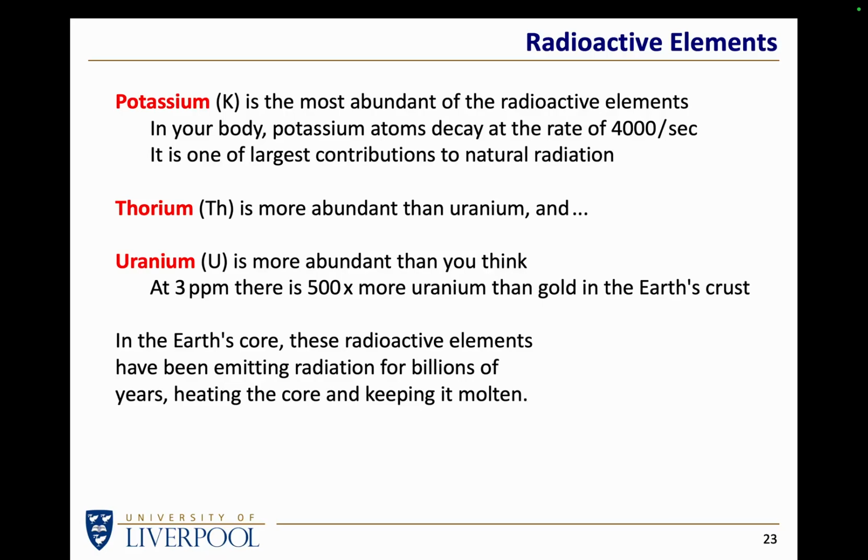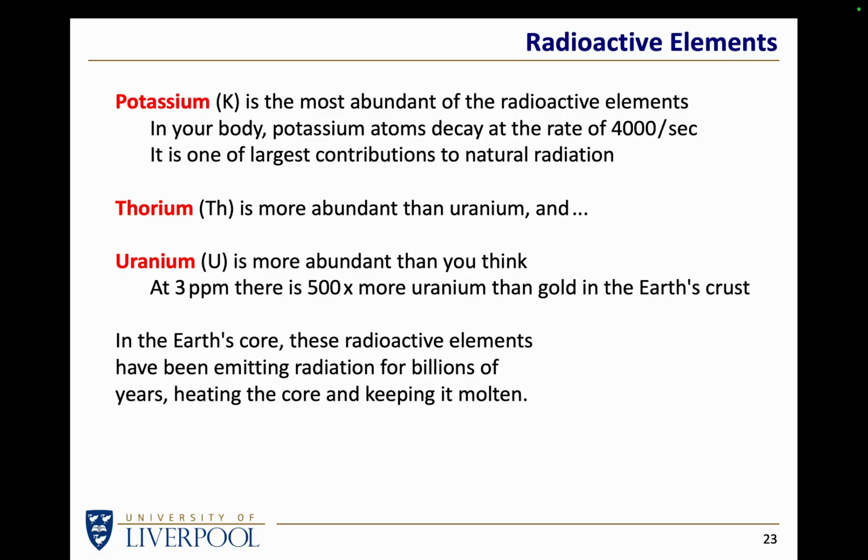In the Earth's core, all of these elements, potassium, thorium, and uranium, are emitting radioactive particles. Because they are radioactive, they're emitting various particles, which is contributing to the heat of the core. That is what is keeping the core of the Earth molten. The core of the Earth is not molten because of any heat we're getting from the sun. That's irrelevant. It's molten because for billions of years, radioactive decay in the core has been keeping the core molten.